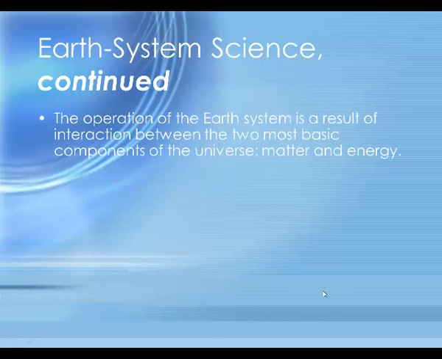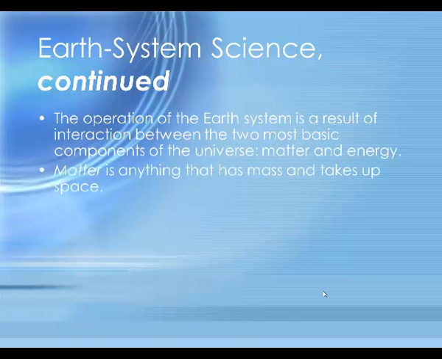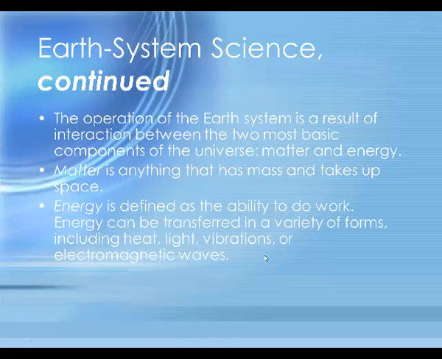Alright, the operation of the Earth system is a result of interactions between the two most basic components of the universe, as you guys just mentioned, matter and energy. Matter is anything that takes up space and has mass. Energy is defined as the ability to do work. It can be transferred in a variety of forms, including heat, light, vibrations, or electromagnetic waves.